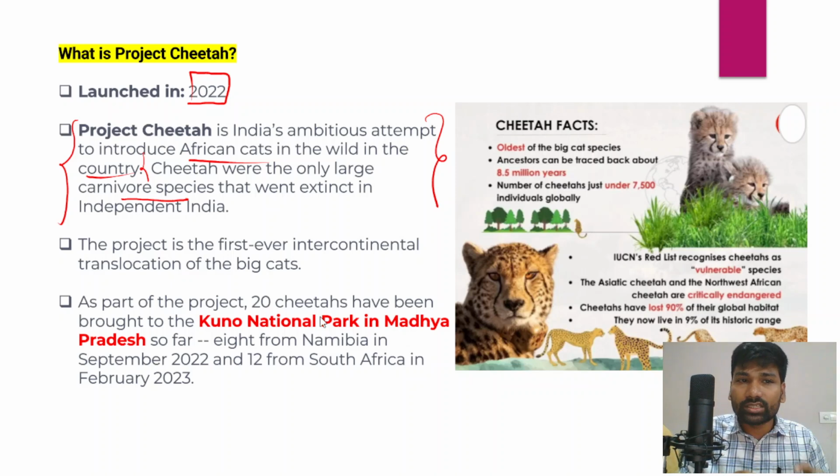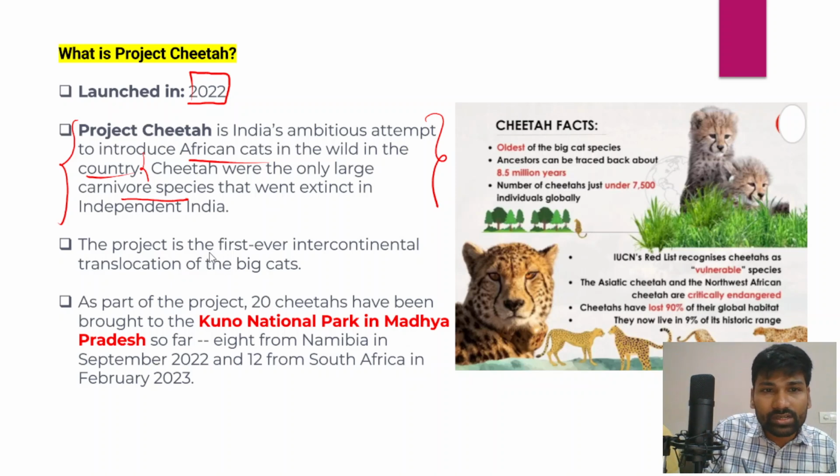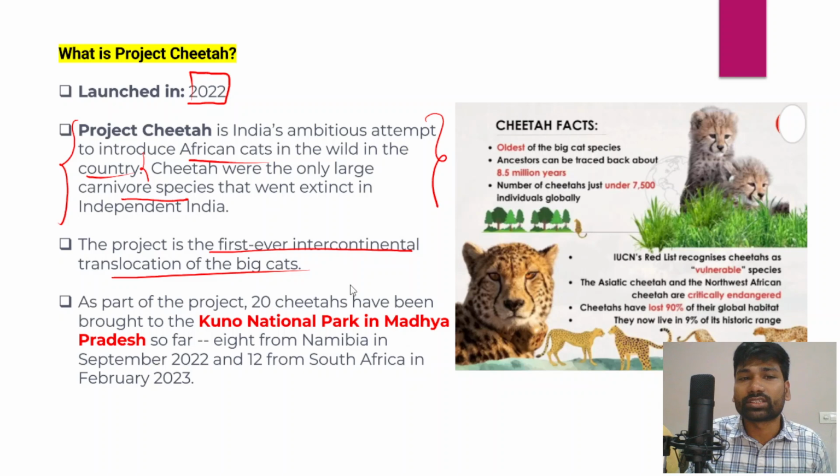The project is considered the first ever intercontinental translocation project of these big cats. Now, why is this known as an intercontinental translocation project? Because these cheetahs are translocated from the African continent to the Asian continent, because of that particular reason. And in fact, it is also the first ever intercontinental translocation project of these big cats.